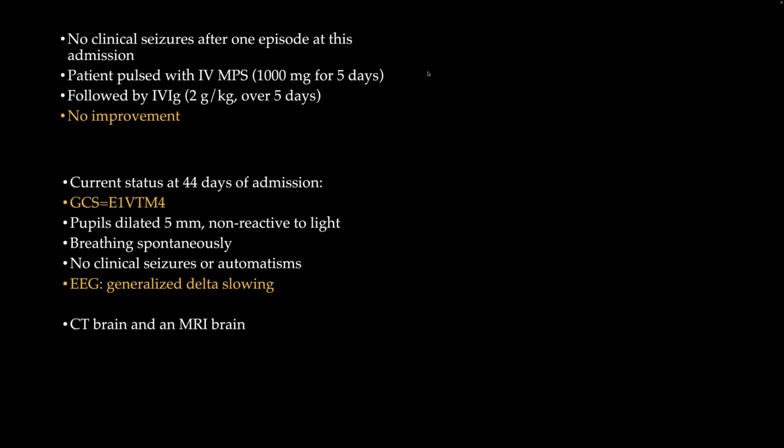She continued to be comatose, but no further breakthrough seizures happened either clinically or on the EEG. At present, she is nearly 50 days into admission, and her GCS continues to be poor. She's on a ventilator, and pupils are dilated, not reactive to light, although she is breathing spontaneously. No further clinical seizures or automatisms, and EEG is just showing generalized delta slowing. We have at our center done a CT initially, followed by an MRI.